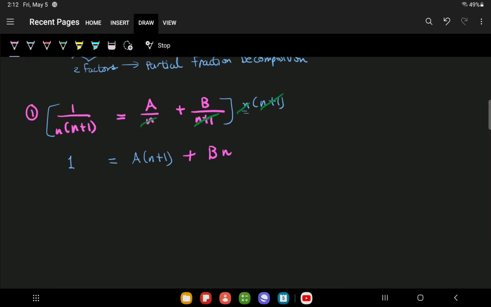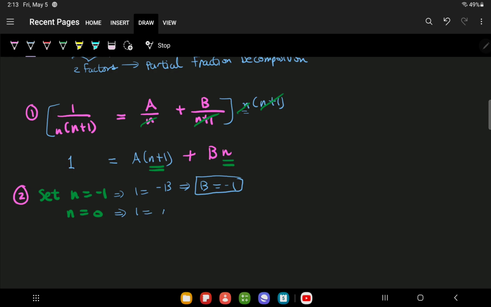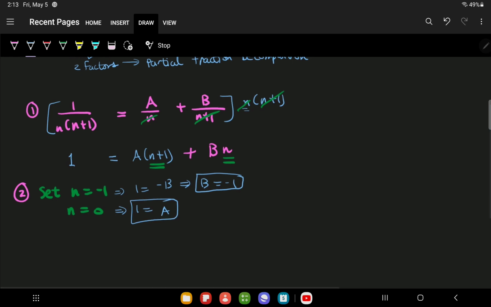And now we can solve for a and b. I like to just set some numbers in these cases, so we can set n equals -1 to get rid of this term, and we can set n equals 0 to get rid of this term. So when n is equal to -1, we have 1 is equal to 0 plus -b. That means b is equal to -1. On the other hand, if n is equal to 0, we have 1 is equal to 0 plus 1, and that term vanishes. So a is equal to 1, b is equal to -1.